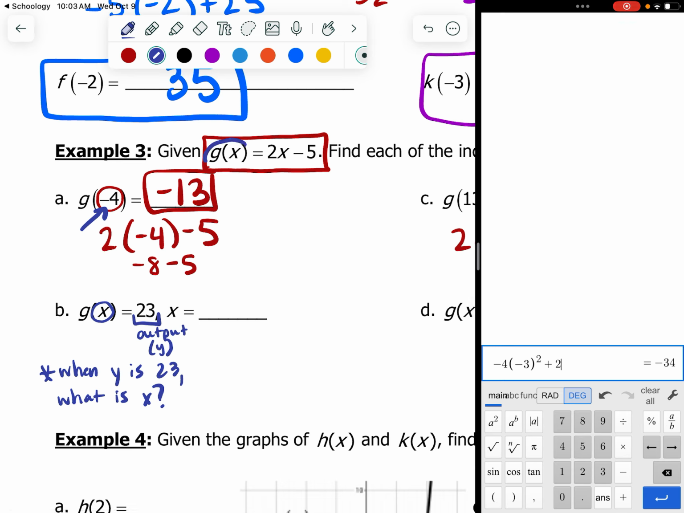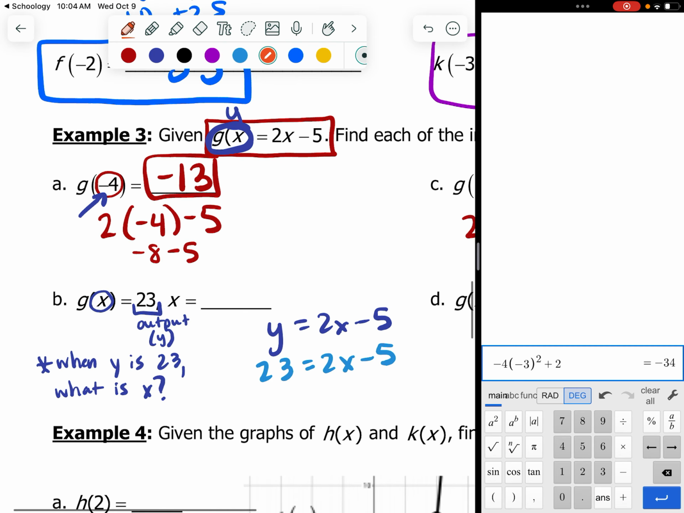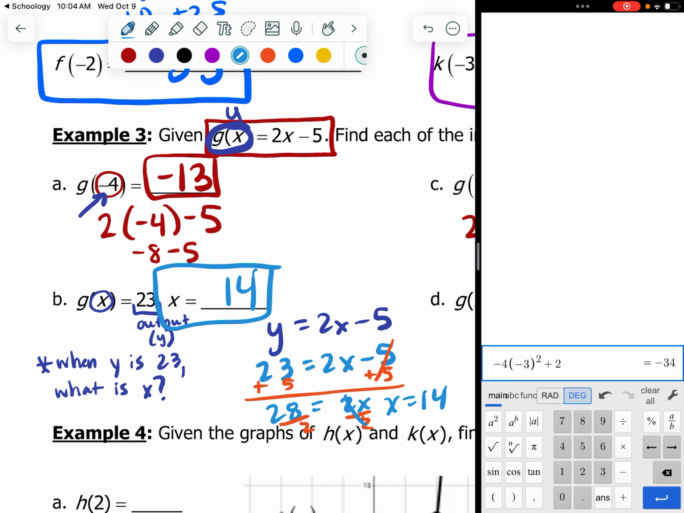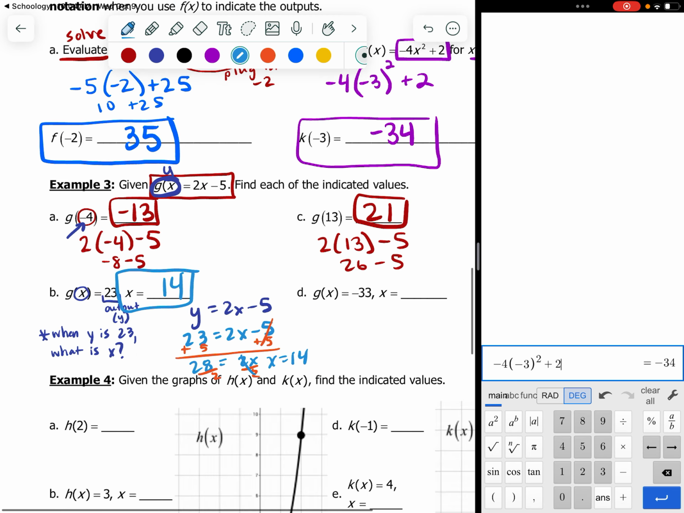Okay, so remember this g of x up here, that is y. So if this is my function, I know y is 23, so I'm actually going to put that 23 right here and then solve this, right? This goes back to your solving equations. So add 5. Okay, divide by 2. And we should get x is 14. Okay, so it's just a little bit backwards from the one we just did.